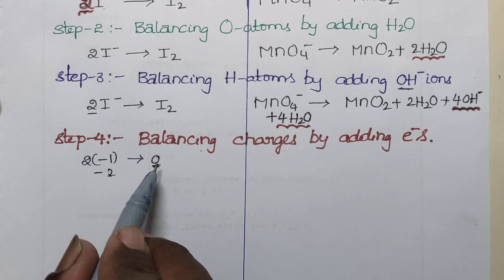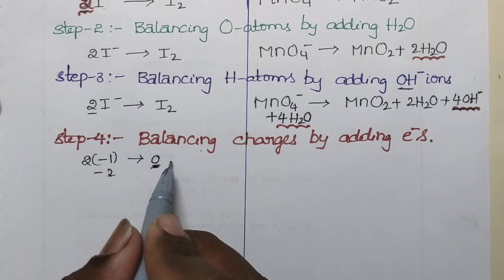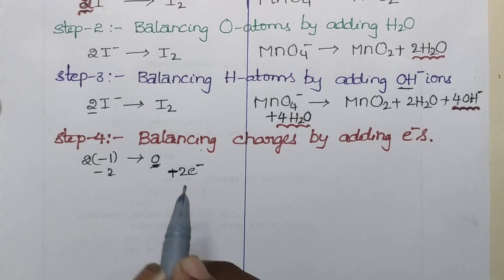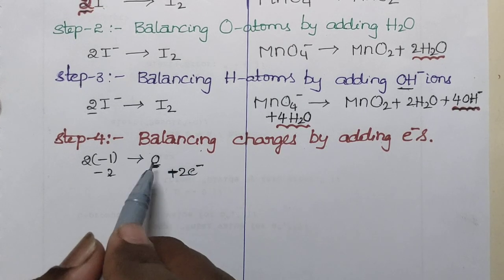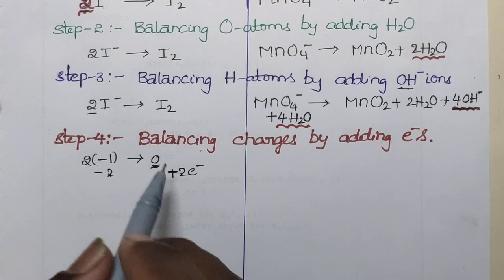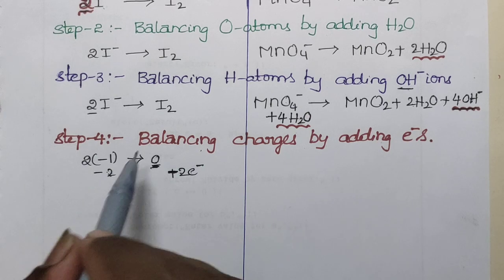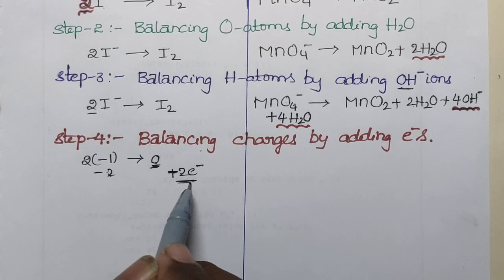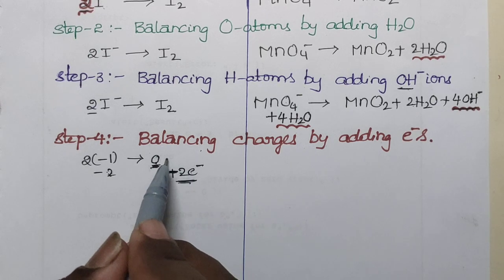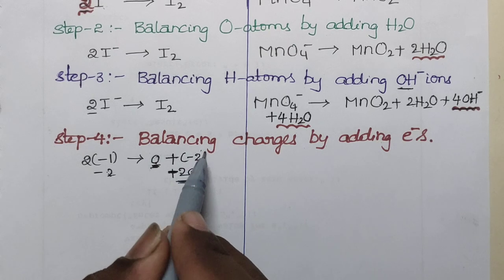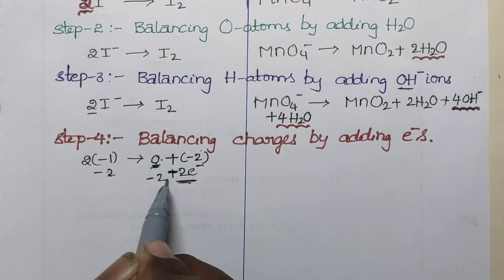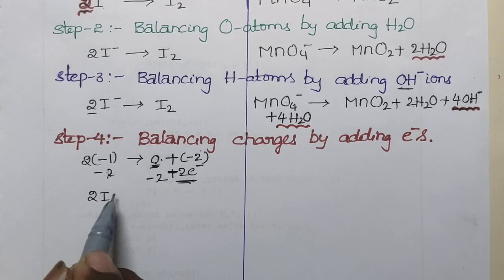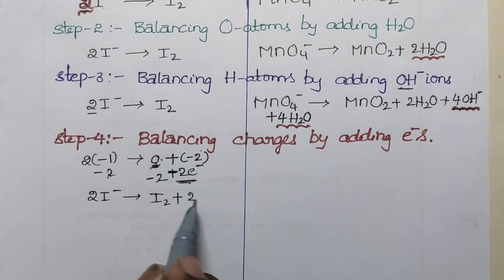What is the charge of the electron? Negative charge. So if we add electrons on the right hand side, that means 2 electrons, what is the charge of the electron? Minus, so this +2 becomes -2. So electrons are added on the side where the charge is lower. Here in this question, the charge of iodine is -2 and the charge of this I2 is 0. We need to make 0 into -2. Since the electron's charge is minus, 0 plus -2 gives -2. So on which side do we add electrons? The right side. So 2I minus gives rise to I2 plus 2 electrons.